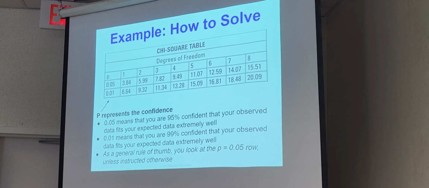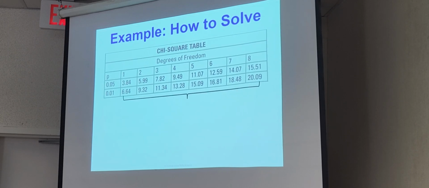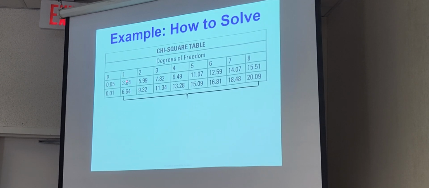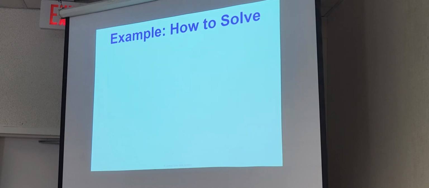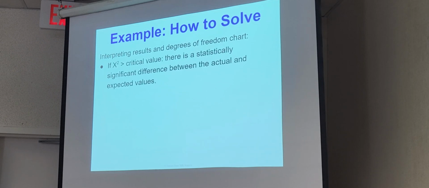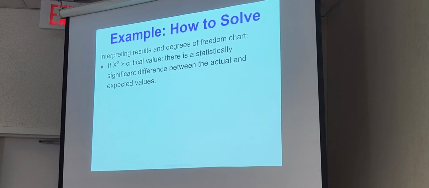So all good? These are critical values. We want to use where they align. So the 0.05 and the 1, this is for us, right? So interpreting the results, if chi-square is greater than your critical value, there's something going on. There's something statistically different between what you observed and what you expected.